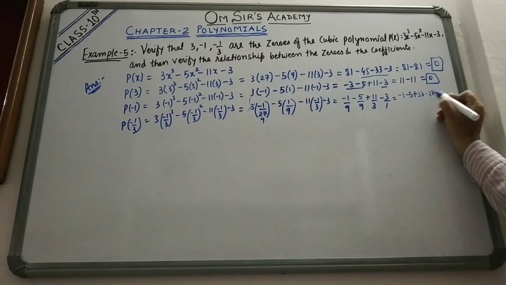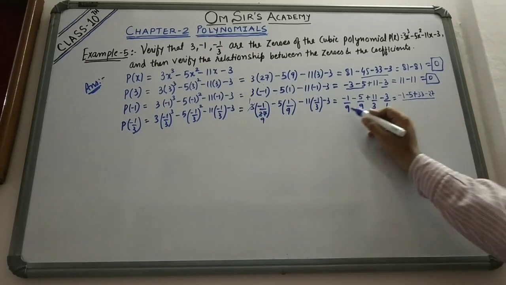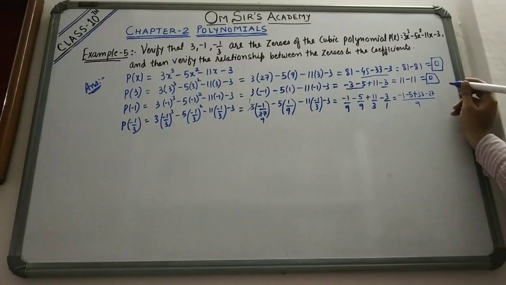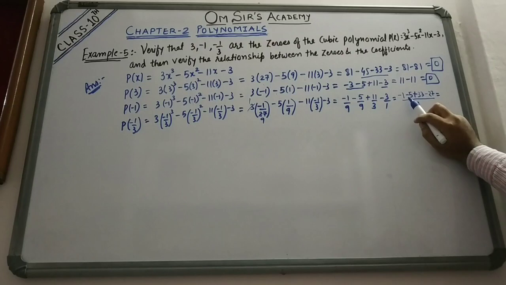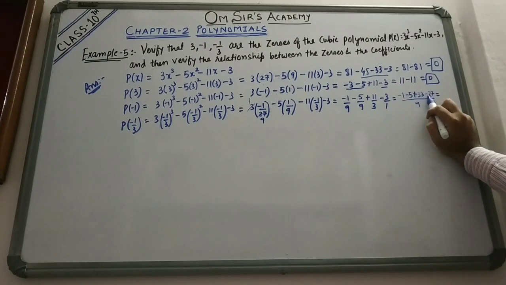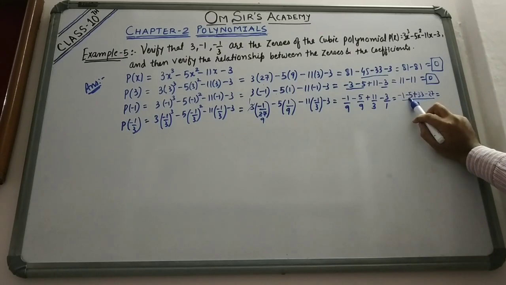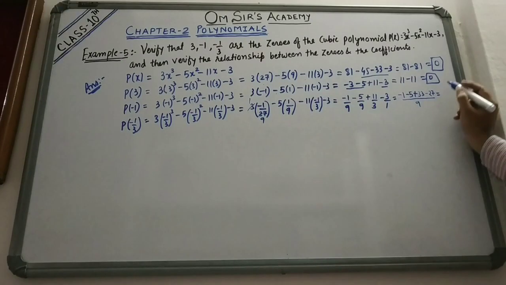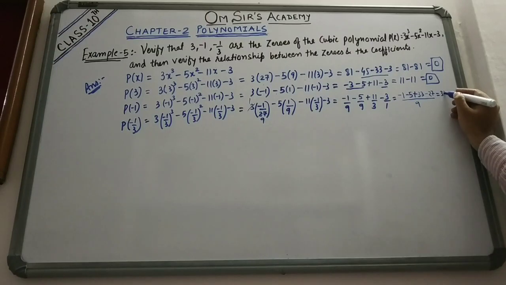Minus 27 whole upon 9 as a common LCM. Is it clear? So friends, these will be what? Here minus 1, minus 5, minus 27. So minus 27 and minus 5 is minus 32, and minus 32 and minus 1 is minus 33. So it will be minus 33 and plus 33. So it will be 33 minus 33 upon 9.